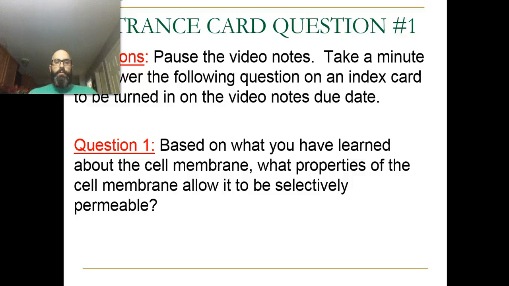But before we do, I want you to take a second and pause these video notes and reflect upon the things that you actually have learned. On an index card, which will be turned in for 4 points, I want you to answer the following question. Question 1 of your entrance card, which will be turned in after you watch this video notes, is: Based on what you have learned about the cell membrane, what properties of the cell membrane allow it to be selectively permeable? Or basically, what characteristics allow the cell membrane to pick and choose what goes in and out?